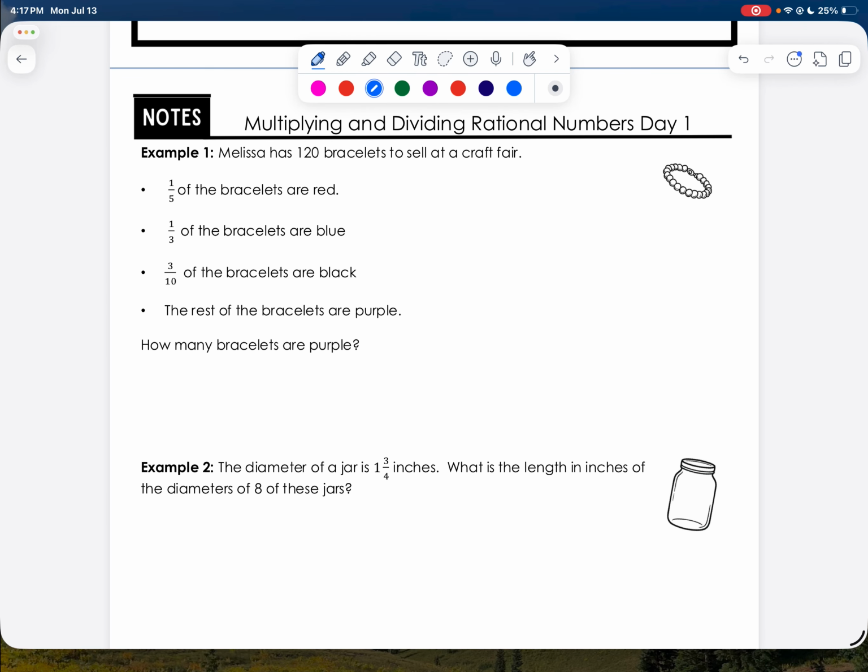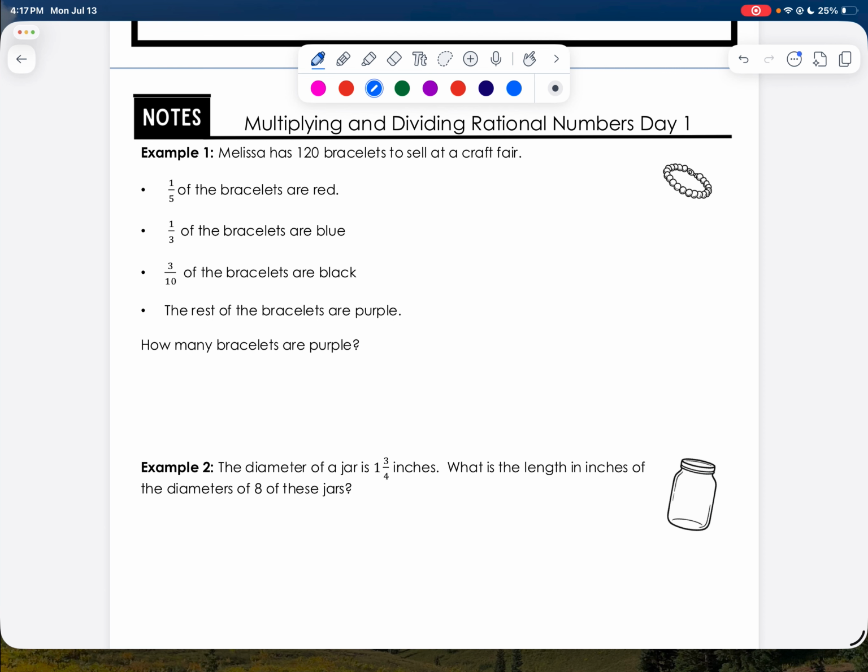In example one, Melissa has 120 bracelets to sell at a craft fair. 1/5 of the bracelets are red, 1/3 of the bracelets are blue, and 3/10 of the bracelets are black. The rest of the bracelets are purple. How many bracelets are purple?